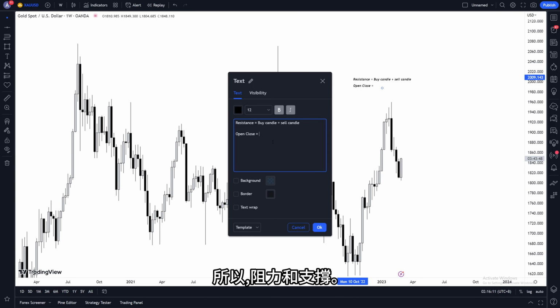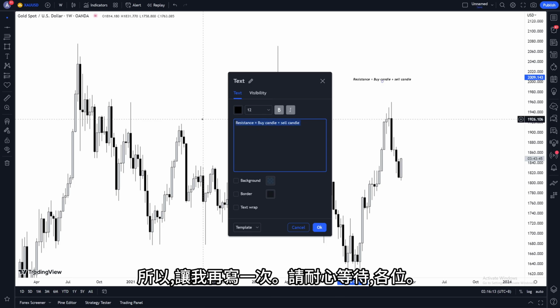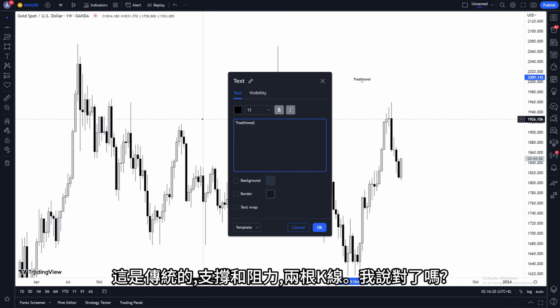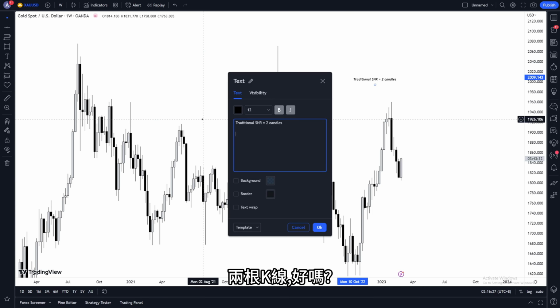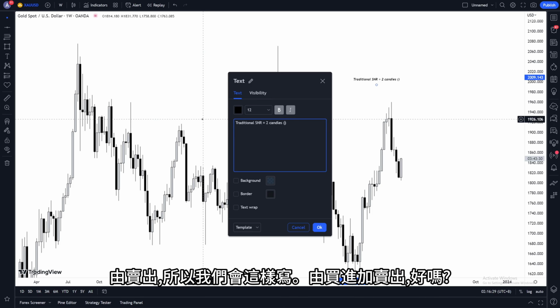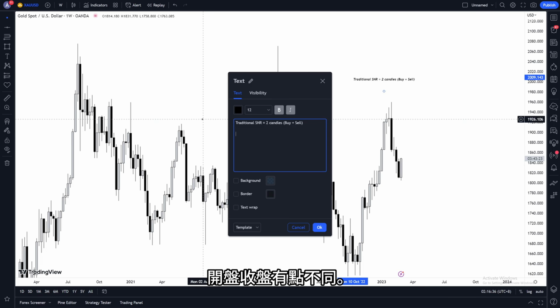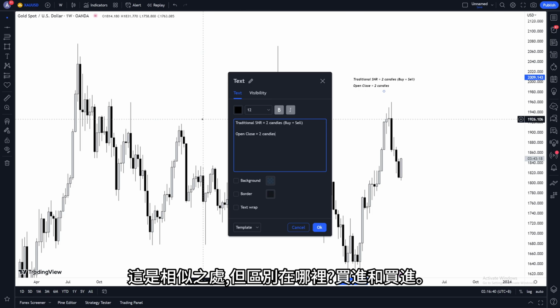So resistance and support. Let me write this again. Bear with me, guys, it's late. Traditional SNR: two candles, am I right? Buy plus sell. Open close is a little bit different. Still two candles, that's the similarity. But where's the difference? Buy and buy.